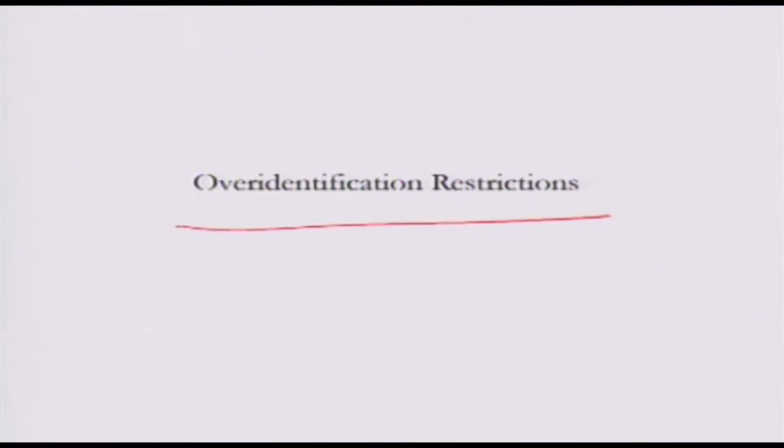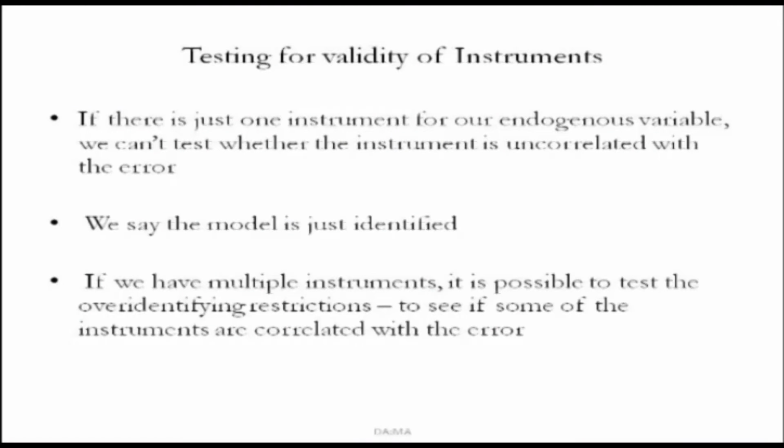So given this example, we now move on to the next discussion, related to the case of multiple instruments. As I said, when you have multiple instruments, it's possible to test for the exogeneity of a subset of instruments, and that is what we generally call the over-identification restrictions. So what do we mean by that?